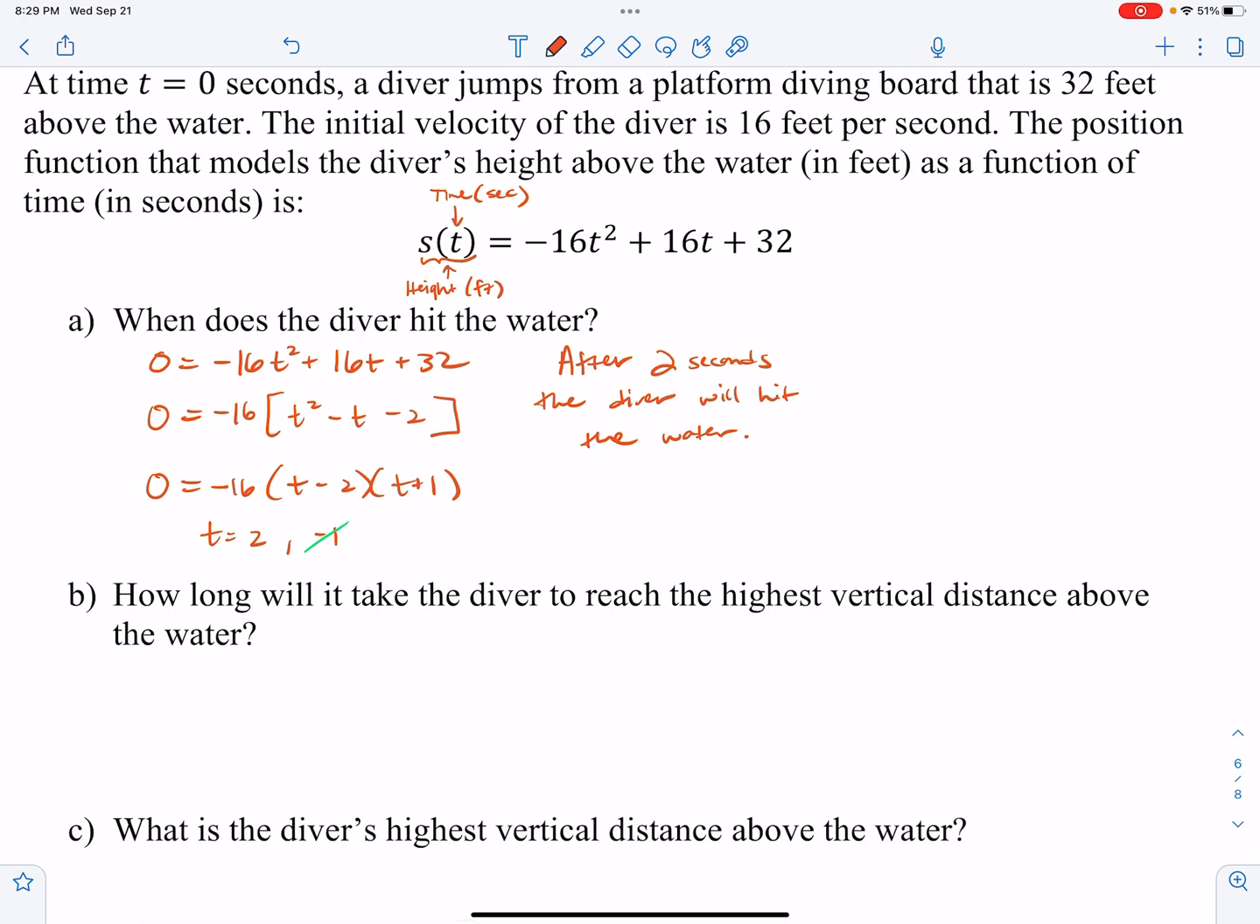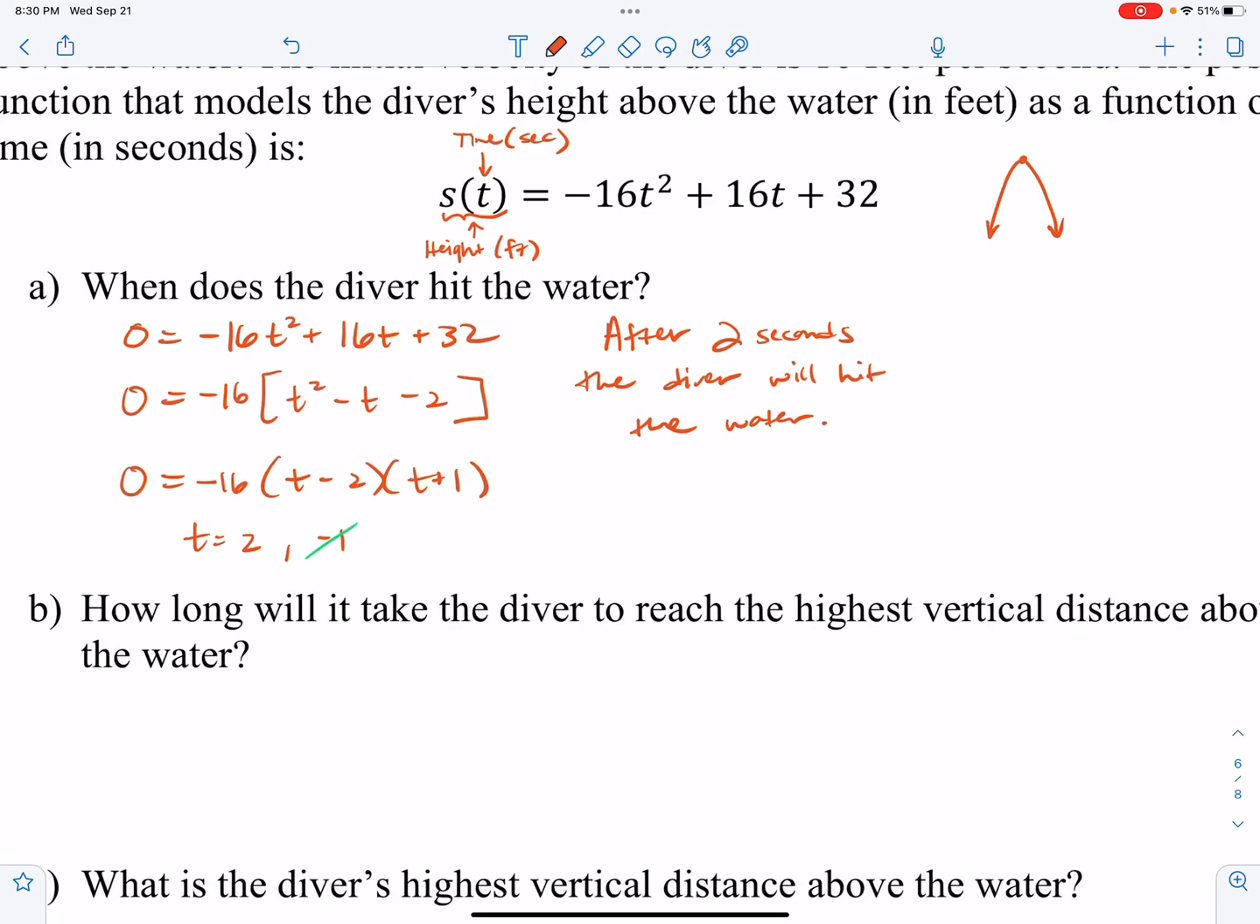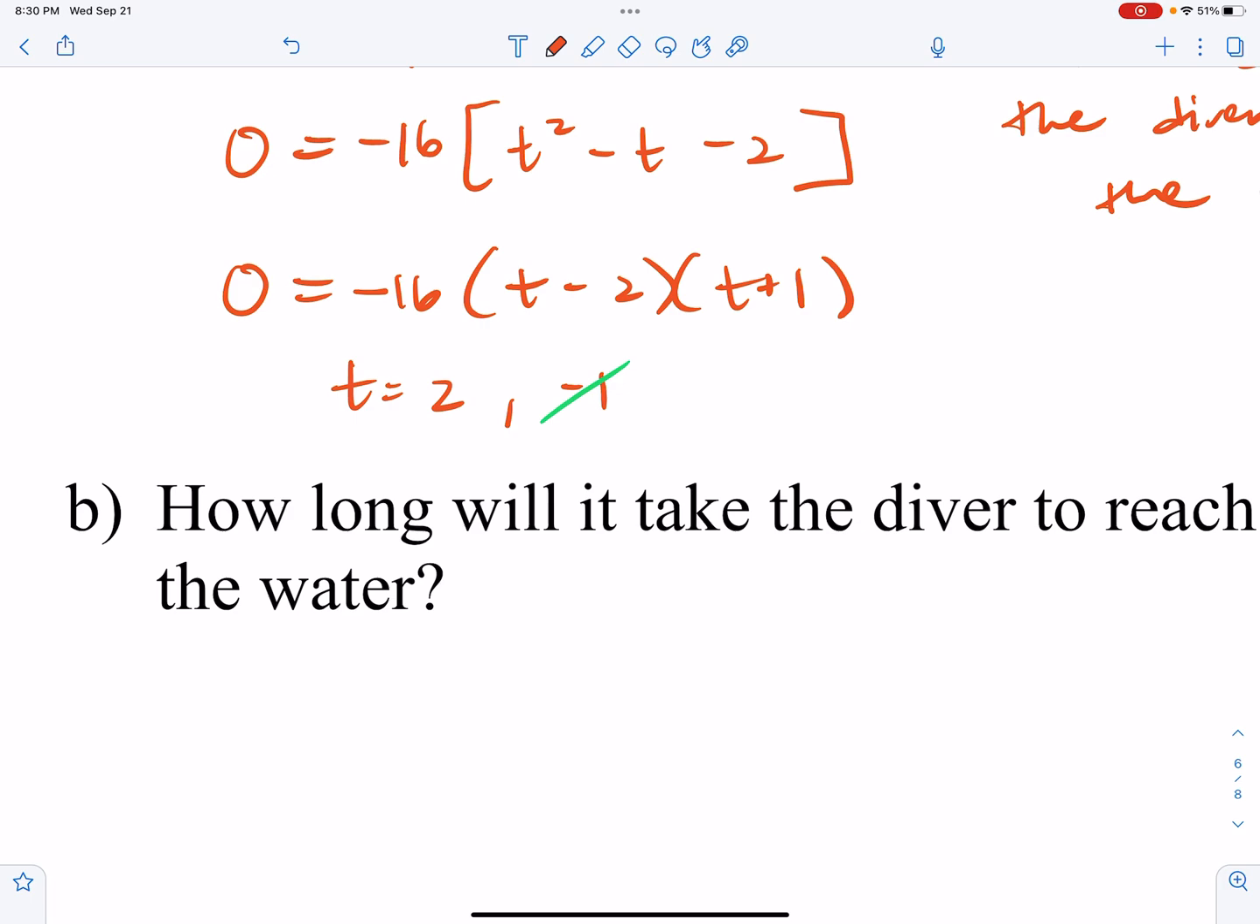How long will it take the diver to reach the highest vertical distance above the water? This is a quadratic function whose graph is a parabola that opens down. You guys know from your prior knowledge that the vertex would be the highest point on the parabola. So we want to know at what time t, so we basically want to know what the value of t is at the vertex. So, options: for the vertex you can use x equals negative b over 2a, or t equals negative b over 2a.